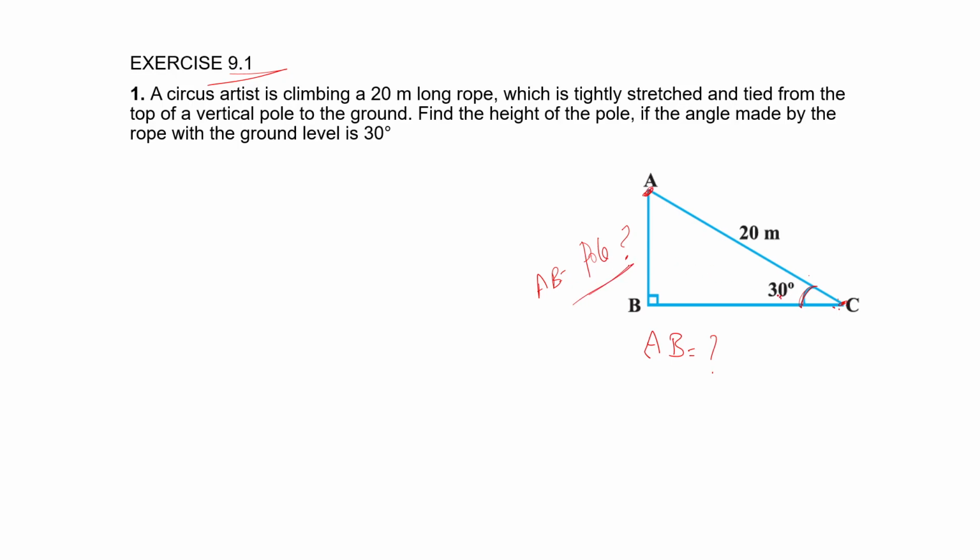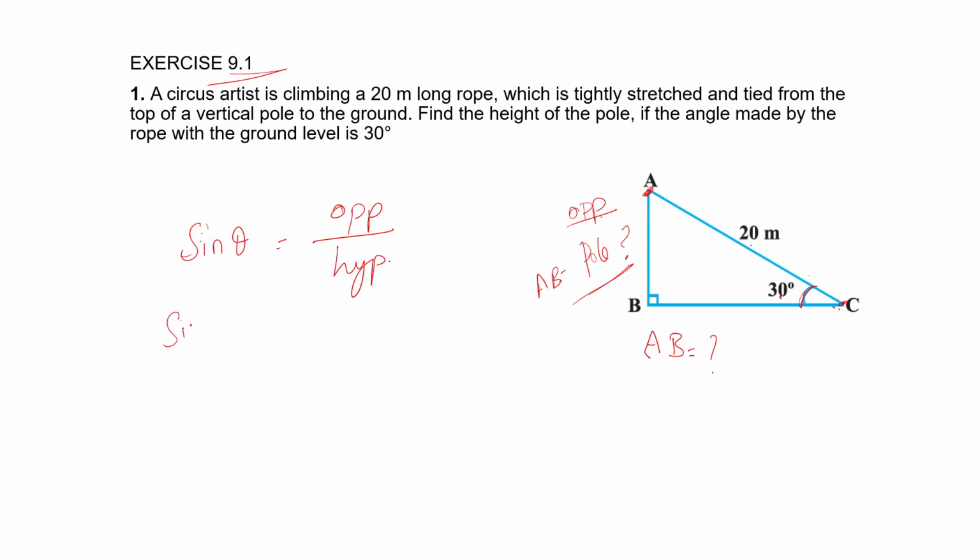So what is the side of this 30? It is called the opposite of 30. So we need the opposite, and we are given the hypotenuse. So what is the thing? We need opposite by hypotenuse. So opposite by hypotenuse is which trigonometric ratio? Sine theta.